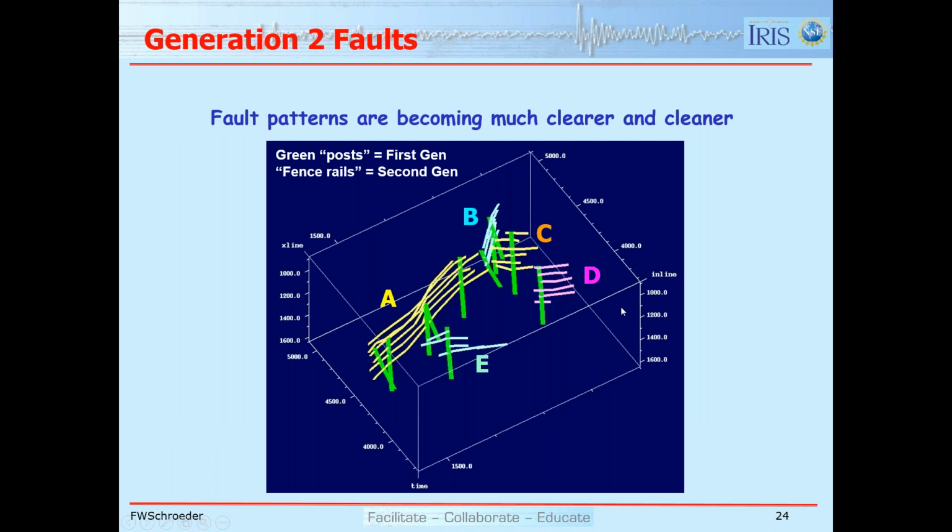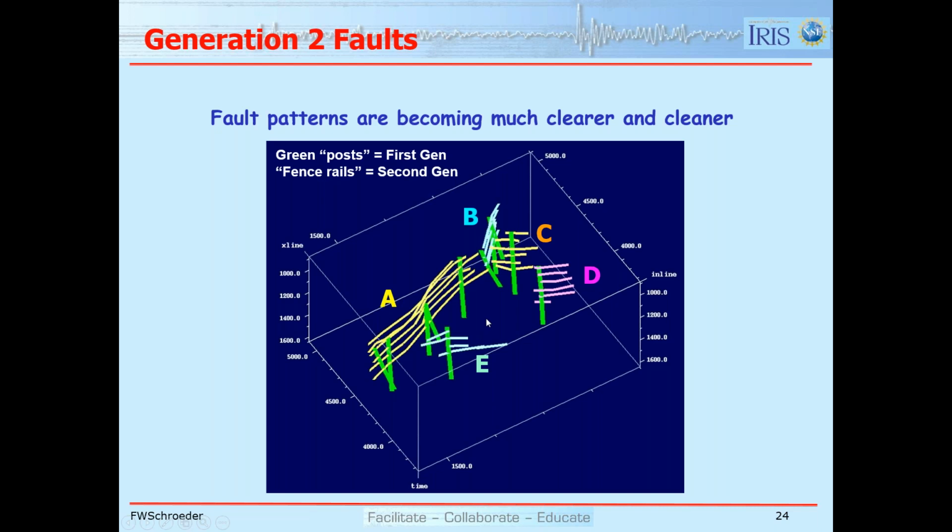I can look at what I've done thus far, turn off the seismic. The green fence posts are my generation 1 faults that I haven't worried about separating. The rails of the fence are what I picked on time slices. And so you can see I have a yellow fault here. This is where the cyan fault is located. C is the orange fault. D is the magenta fault. And E is the light green fault.